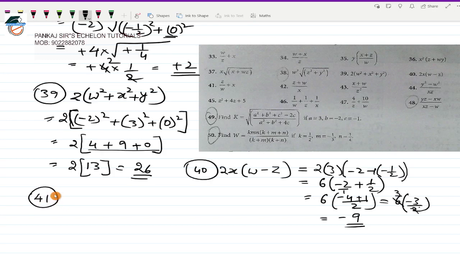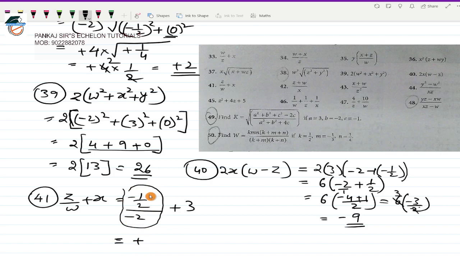41 is z upon w plus x. Now z you have to take as minus half, upon w you'll have to take as minus 2, plus x you'll have to take as 3. Now first I'll work out this part. This part is minus upon minus, so that will become a plus. And it is 1 by 2 upon 2, so I can write as 1 by 2 into 1 by 2. Plus 3. This I am keeping still in bracket.